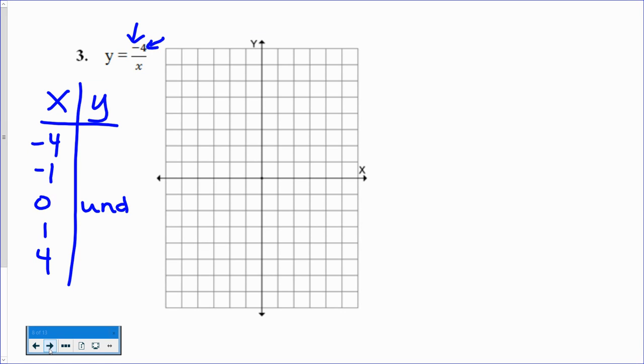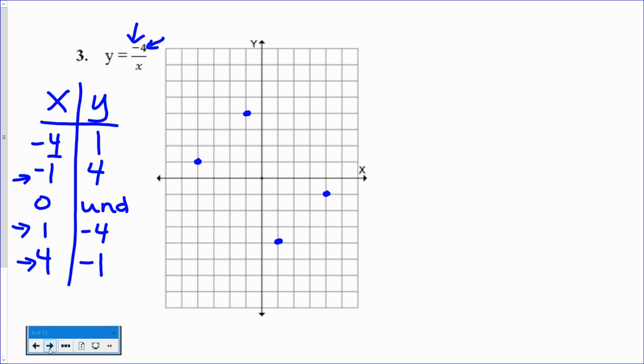Okay, so if I plug in -4, I'm taking -4 divided by -4, I get +1. When I take -4 divided by -1, I get +4. If I take -4 divided by 1, I get -4. If I take -4 divided by 4, I get -1. So I've got -4, 1, -1, 4, and 1, -4, and 4, -1.